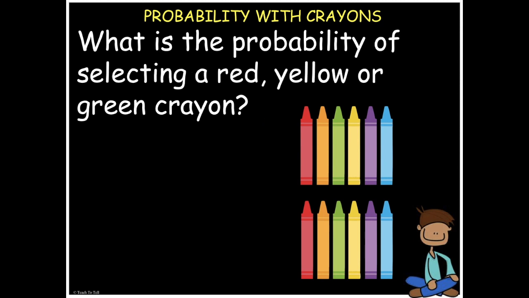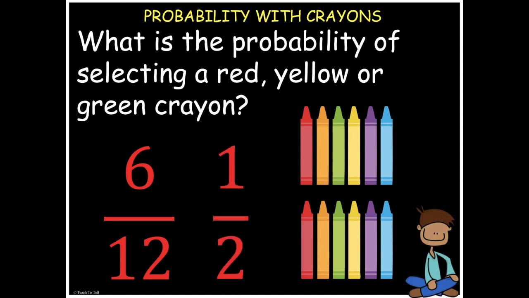What is the probability of selecting a red, yellow, or green crayon? So I have 12 crayons in total. I have 2 red, 2 yellow, 2 green. So that was 2, 4, 6, 6 out of 12 crayons, or simplified to 1/2.